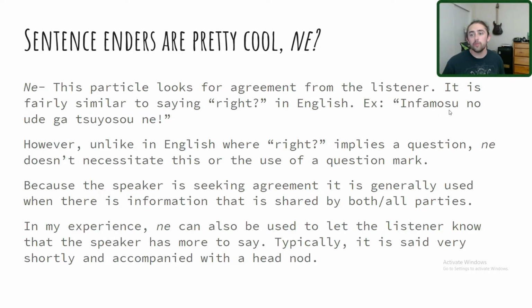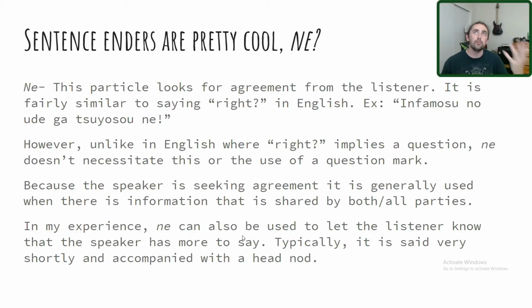So here I'm saying 犬の腕が強そう, which means looks strong, right? So I'm like, Infamous's arms look strong, ne? Right? Like, don't they look strong? Look pretty strong, huh? But in English, "right" sort of implies a question, because you're sort of asking for that agreement. But ne doesn't do that. It doesn't necessarily mean that it's a question, and so you don't need to use a question mark, which I have not done here.